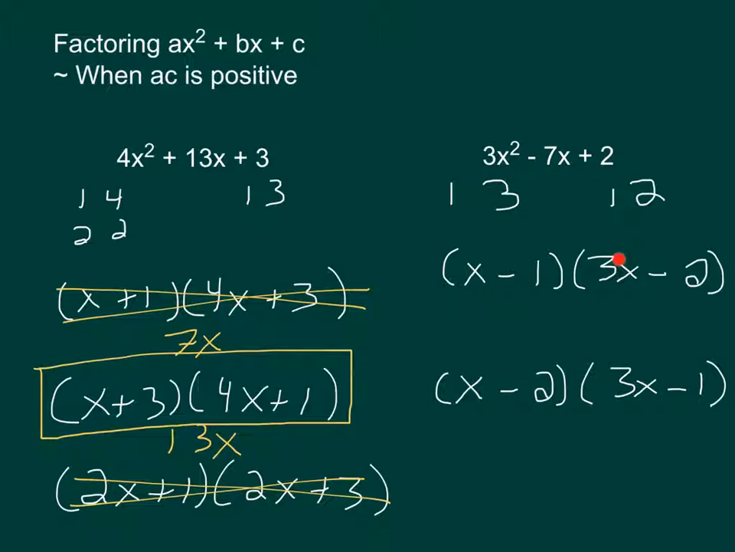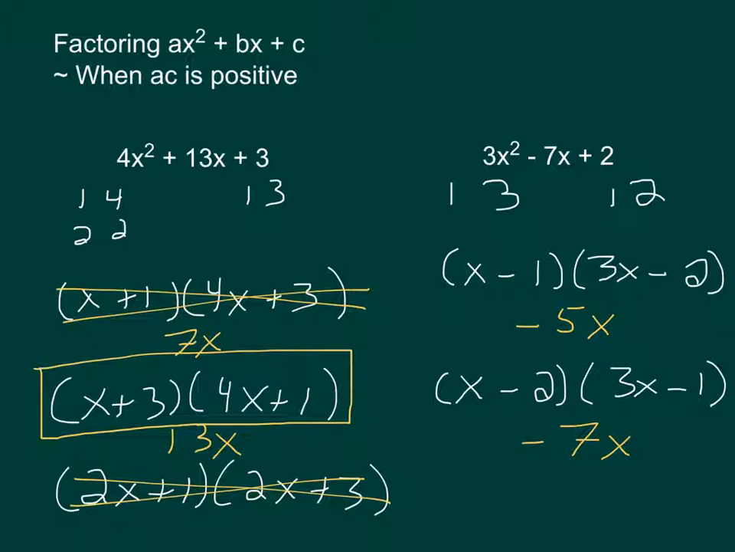Now we just check each one by multiplying. We know that with the first and with the last, I'm going to end up with 3x squared and positive 2, because I set it up that way. So what I check for is the middle. In the first example, I have the outside is negative 2x, and then here I have negative 3x. That's going to be a combination or a sum of negative 5x.